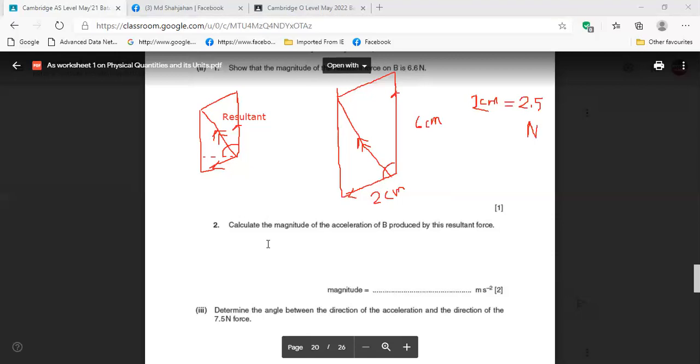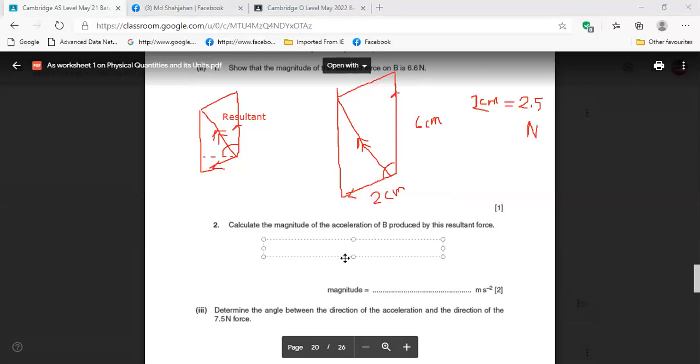Force equals mass times acceleration, F equals MA. So 0.75 kg. 6.5 divided by 0.75. So the acceleration is 8.67 meters per second squared. How? So it comes 6.5 divided by 0.75.